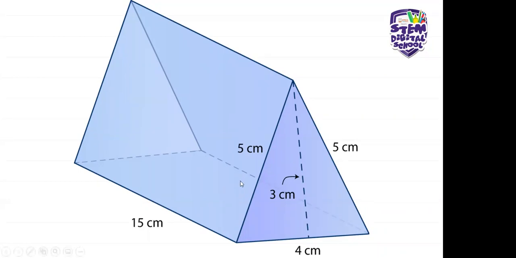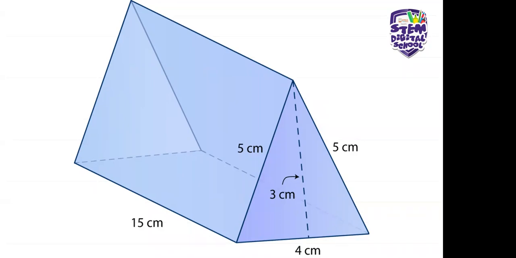So the area is half of the base, and the base is 4, and then it's multiplied with 3, which is the height. So you'll have half of 4, which is 2, and then 2 times 3 is 6. So the area will be 6 square centimeters. That's the area of one triangle. And then you multiply by 2, yes, it is multiplied by 2. Remember, half of 4 is 2, 2 times 3 is 6.